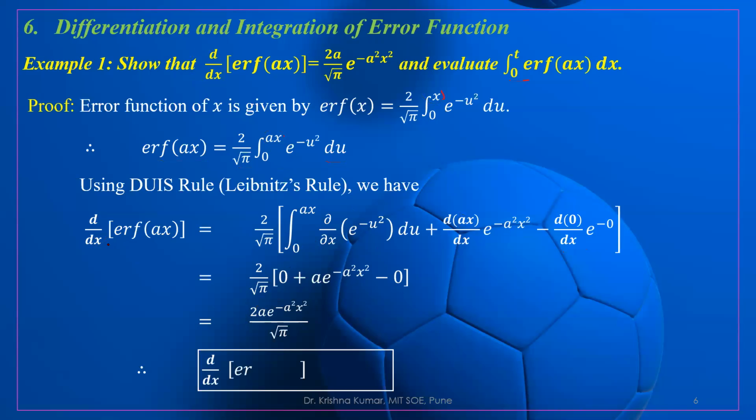Derivative of error function of ax is equal to 2a e to the power minus a square x square divided by root pi. So what is the derivative of error function of x? We just put a equal to 1. So it is 2 e to the power minus x square upon root pi. A will be 1. So we get the derivative of error function of x. Okay. Next thing is, let us find its integration.